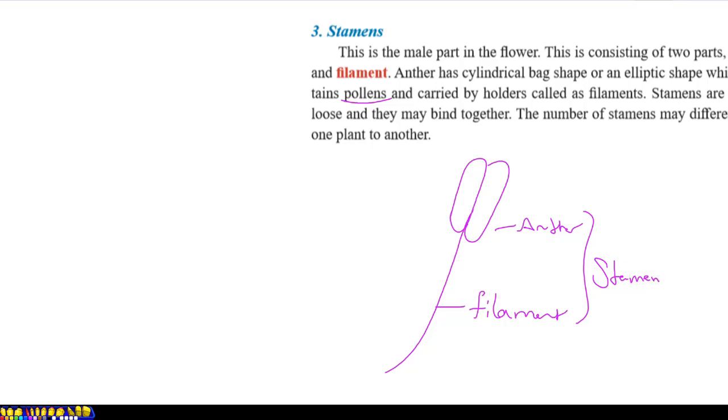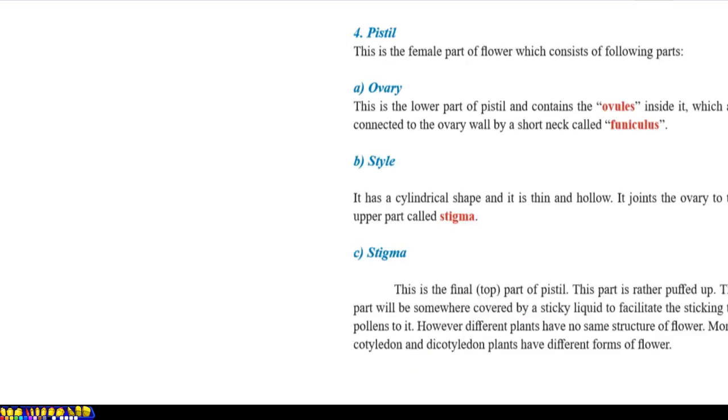Stamens are usually loose, but they may bind together. Binding together means that maybe two of them can be found together in one flower, like this, with one filament and two anthers. The number of stamens may differ from one plant to another, such as 4 or 1 or 2, in different numbers.